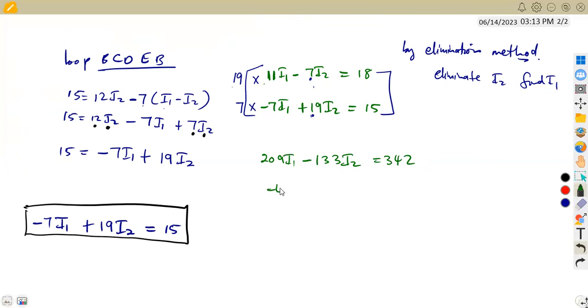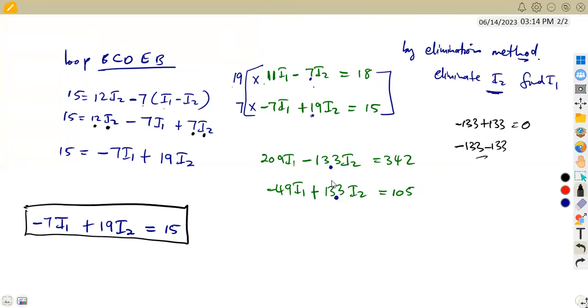7 times negative 7, that's negative 49 I1. 7 and 19 gives a positive 133 I2. Then 7 times 15 is going to be 105. So 7 is multiplying everything. These are the two equations. As we can see on current I2, the one that we want to eliminate, we have negative 133 and positive 133. So you ask yourself, am I going to add these two so that I can eliminate I2, or am I going to subtract? Let's say negative 133 plus 133. Are we going to obtain a 0? That's a 0. If we subtract, negative 133 minus 133, this cannot give us a 0.